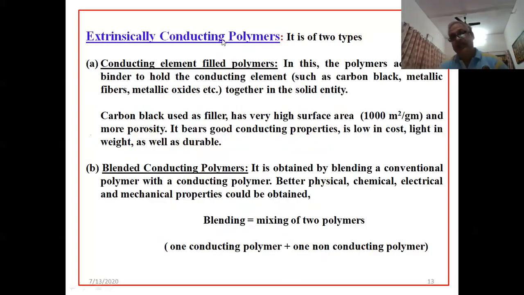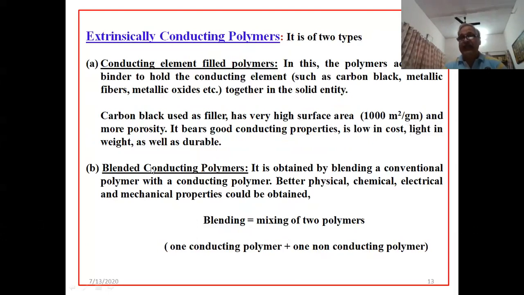And extrinsically conducting polymers are of two types. Conducting element filled polymers means some conducting materials are added to the non-conducting polymers. We get conducting polymers using materials such as carbon black, metallic fibers, metallic oxide. And carbon black is generally used because it has a very high surface area, 1000 meter square per gram, and more porosity. It bears good conducting properties, is low in cost, light in weight, and durable.